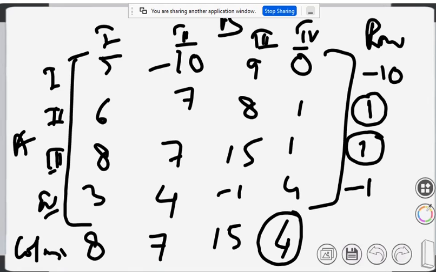So here the maximum of row min is different from the minimum of column max. So that means there is no saddle point. So that means this game has mixed strategy. And what else we can say? The value of the game lies between 1 and 4.